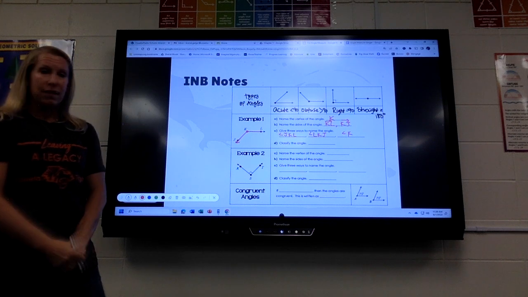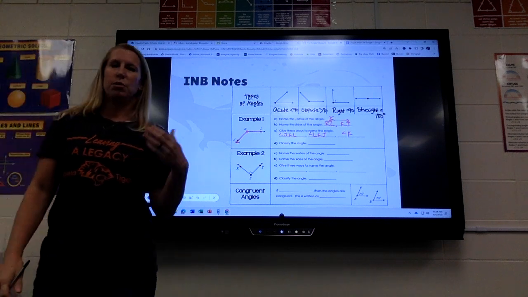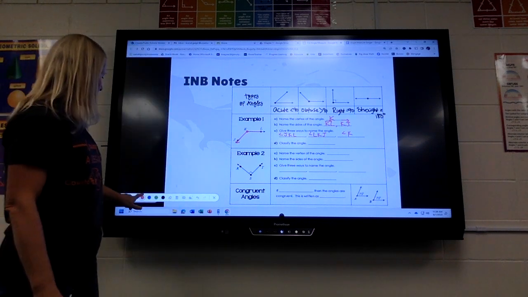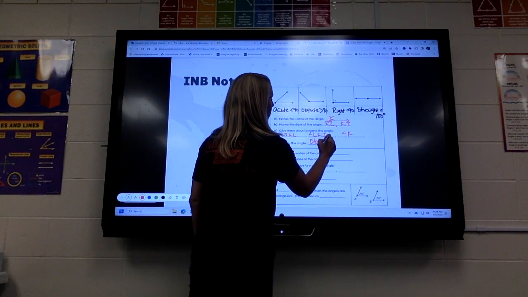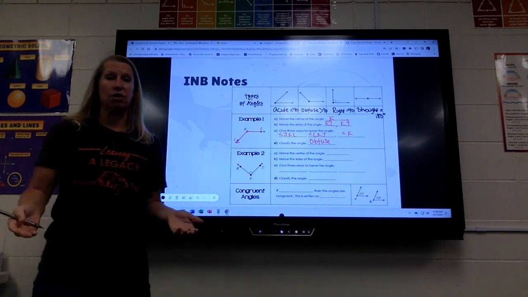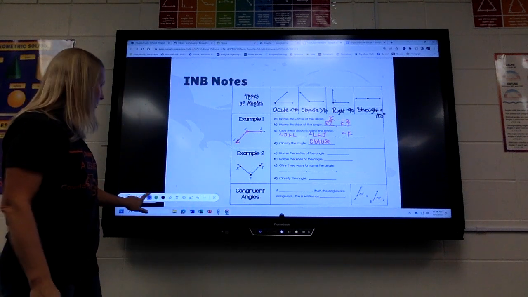I'm going to classify this angle. How would you classify it? Acute, obtuse, right, or straight? What do you think by the picture? It would be obtuse because it is bigger. It's greater than 90 degrees. Okay, let's try the next one.